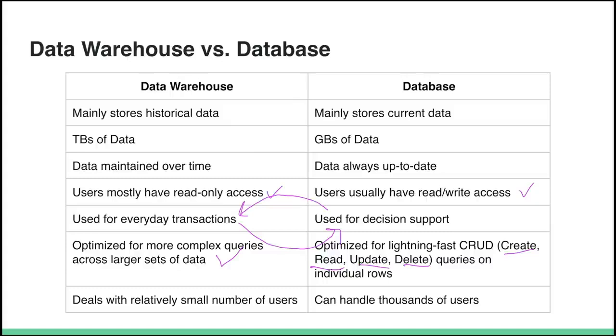And finally, with the data warehouse, we're dealing with a relatively small number of users. We have more data, but fewer users who are accessing it to analyze it. And with a database, we're generally going to have more users. Again, think about a system like Instagram or Facebook or something like that.